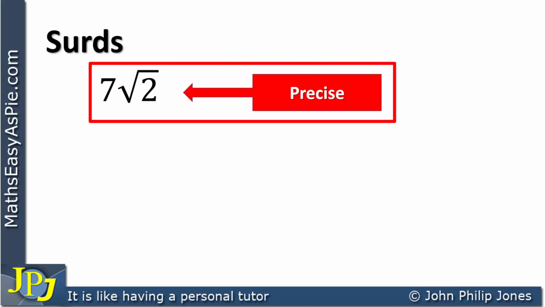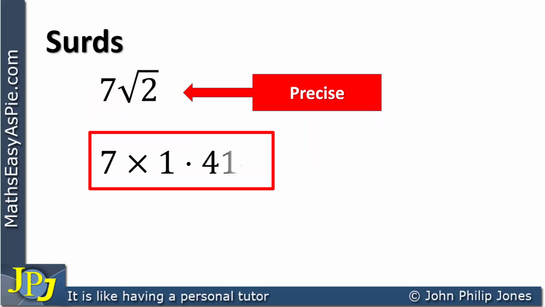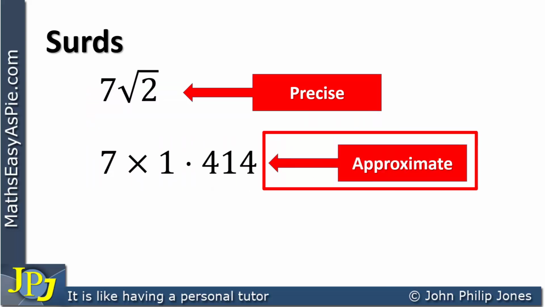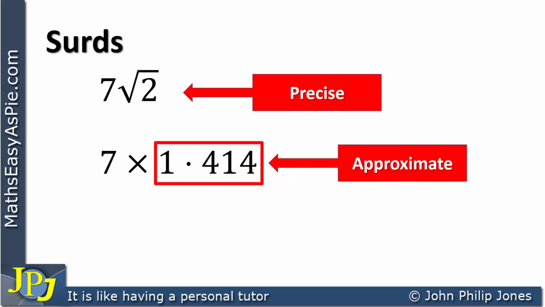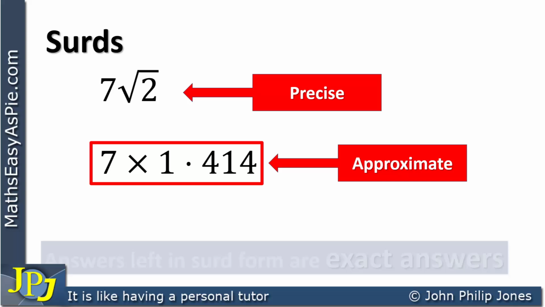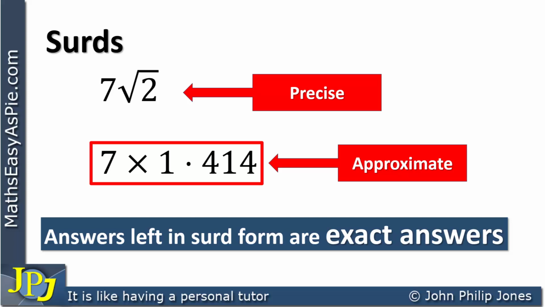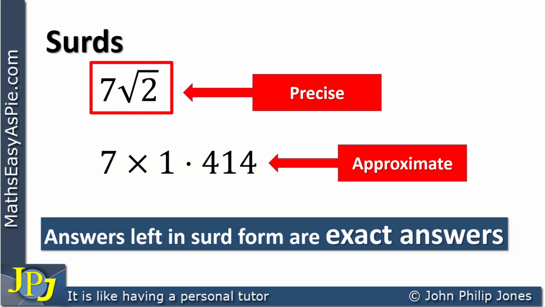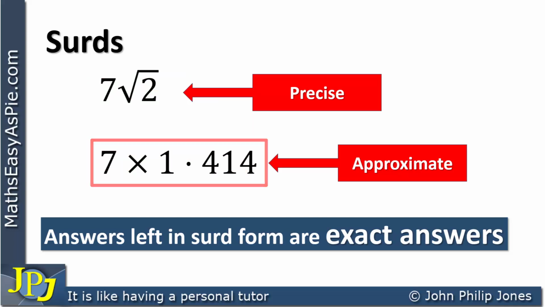It's precise. Whereas if you use this approach, it's approximate, the answer you're going to get. Because if you see this number, you might forget that it was supposed to be the square root of 2. You multiply it by 7, you get something close to 7 times the square root of 2. Answers left in surd form are exact answers. So this is the exact answer, not this.